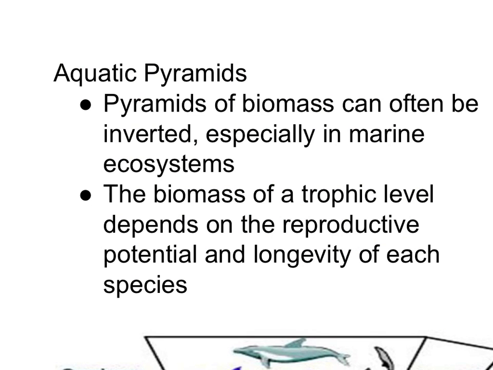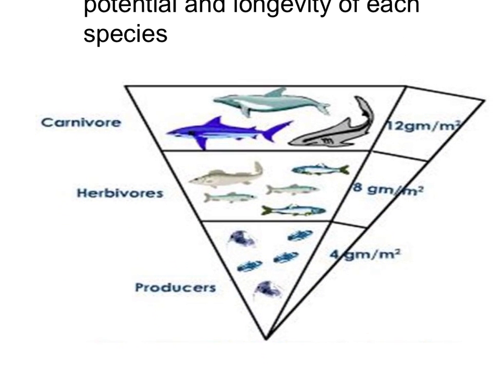As I said before, aquatic ecosystems don't always follow the rules when it comes to pyramids, and pyramids of biomass in aquatic ecosystems can often be inverted. Really what this is telling us is that biomass actually really is dependent upon reproductive potential and longevity. And let's just get a look at that.